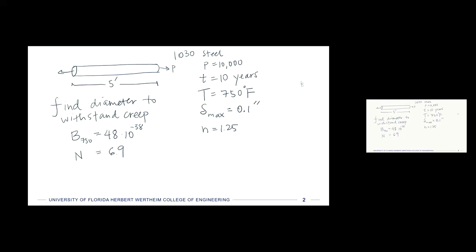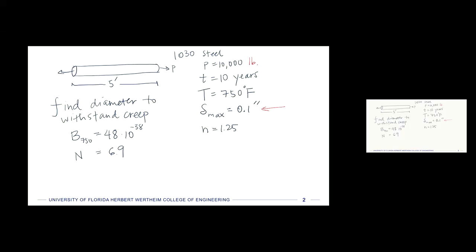All right. So this is an example problem that's tucked into the middle of chapter 13, and it doesn't even say that it's an example problem, but it is. Our job is to find the diameter of this 1030 steel rod to withstand creep up to this 0.1 inch level with a factor of safety of 1.25 for 10 years. The load is 10,000 pounds. And we're given some constants from that law. The capital B is 48 times 10 to the minus 38, and N is equal to 6.9.